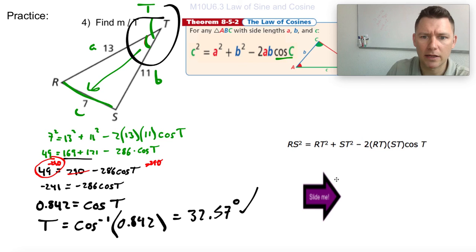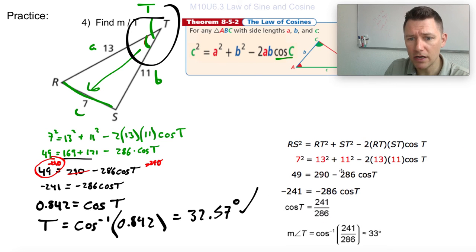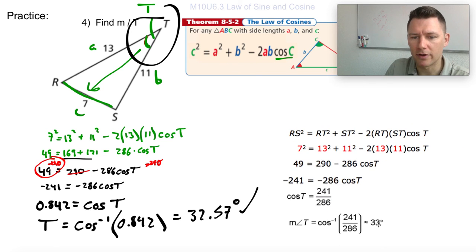Well, let's check it first. Oh yeah, 33. They just rounded. Neat. That's law of cosines.